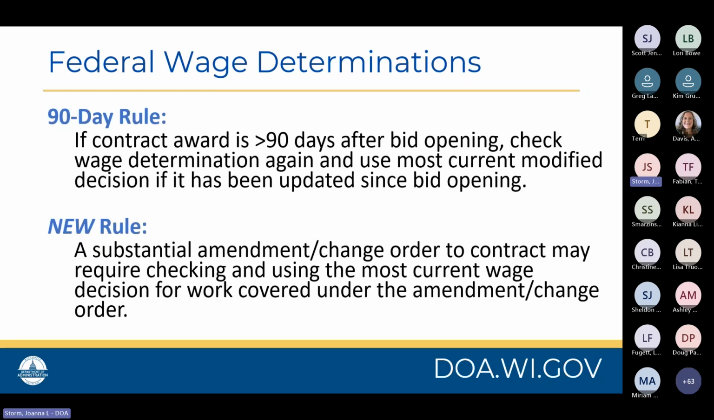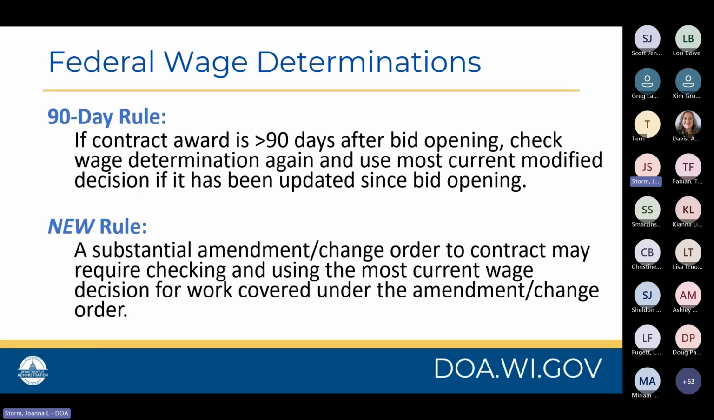For federal wage determinations, we follow the 90-day rule. If a contract is awarded more than 90 days after the initial bid opening, you'll be responsible to check to see whether or not the wage determination has since been updated. If it has, you'll be required to use the most current modified decision that has been updated and apply that to the contract prior to execution of your construction contracts.